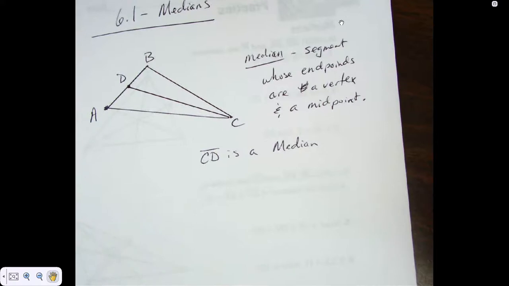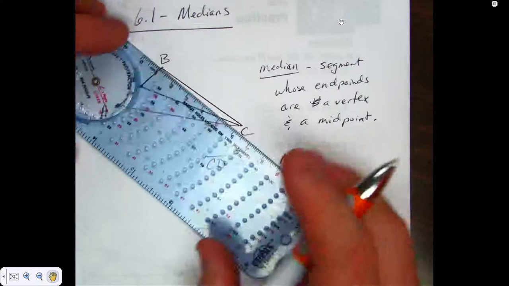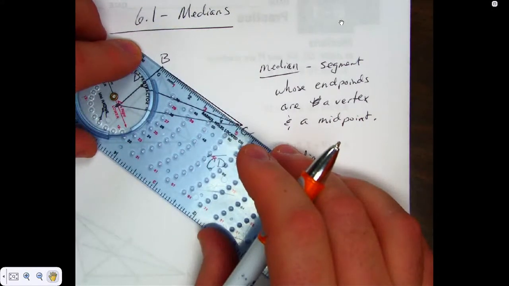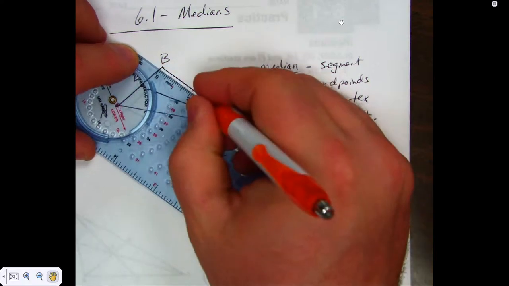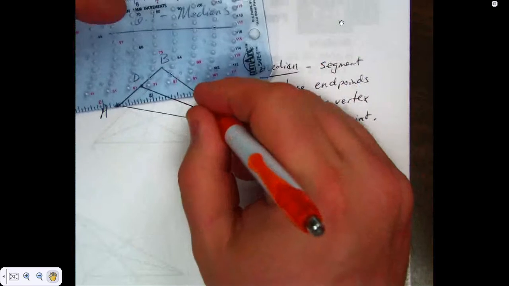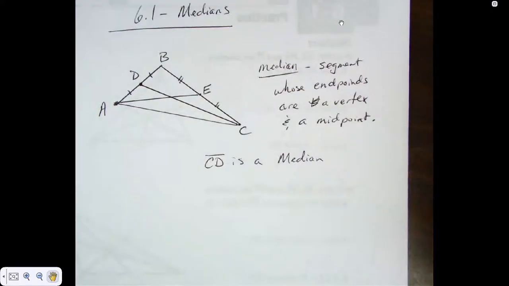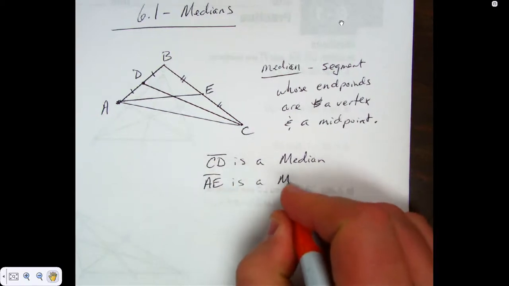Where else could I draw a median? How many medians do you think I could draw on this triangle? You could draw 3. Well, I also kind of made this one 5, so that would be 1, 2, right there, right in the middle. So what could I say about AE? AE is a what?